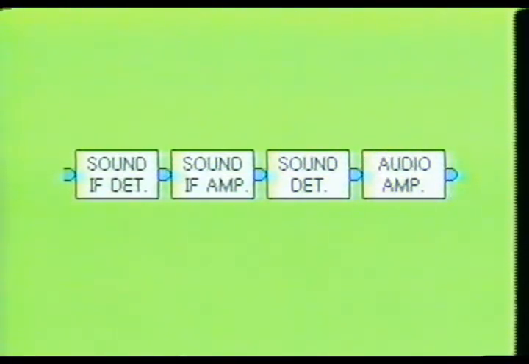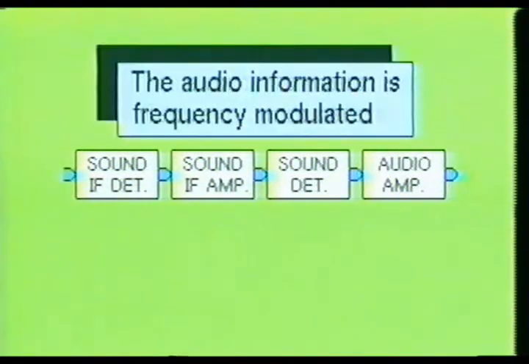The fourth section is the audio amplifier stage. The function of this circuit is to boost the audio signal to a level sufficient to drive the speaker at the output of the stage. The audio stages in the color television receiver are at times referred to as the sound strip.